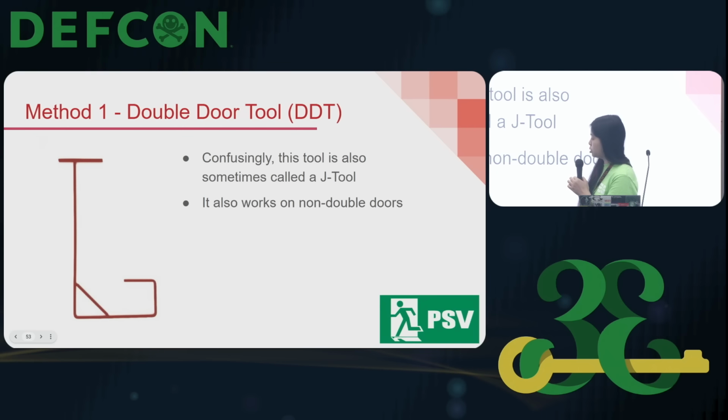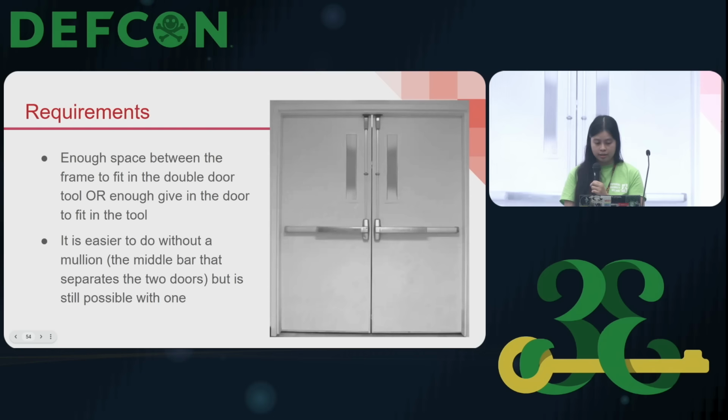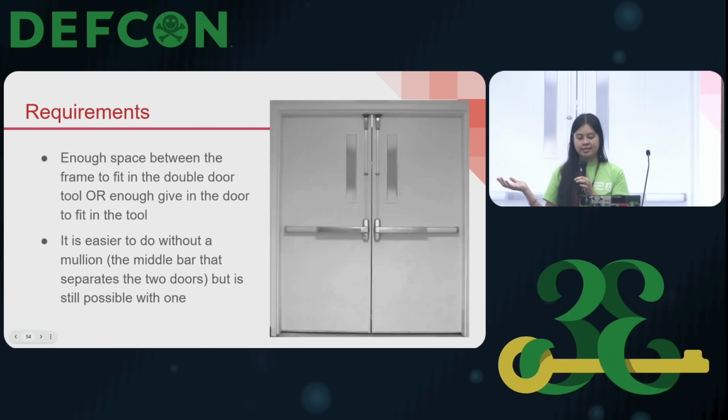It is a double door tool and it's made out of a very stiff metal. Sometimes some people also call it a J tool. So it's a little confusing, the terminology's not consistent, but I will be calling it a double door tool. Similar to using it on a crash bar, you need enough space to fit the tool in the door, but often you'll see these kinds of double doors with this mechanism, and there is plenty of space in the middle. And obviously, it's easier to do without that little middle bar in the center, but it is still possible.